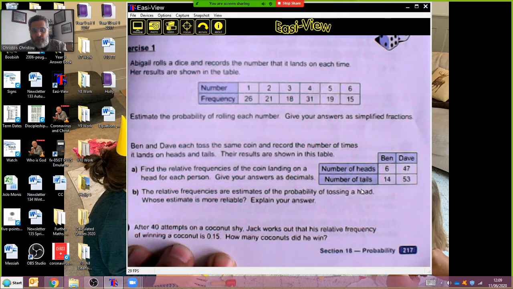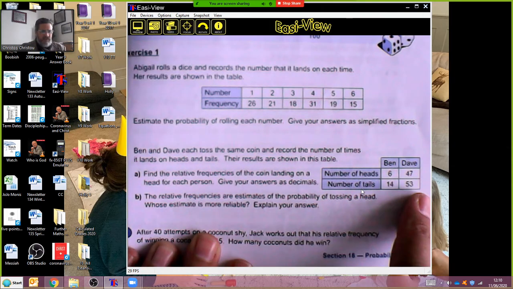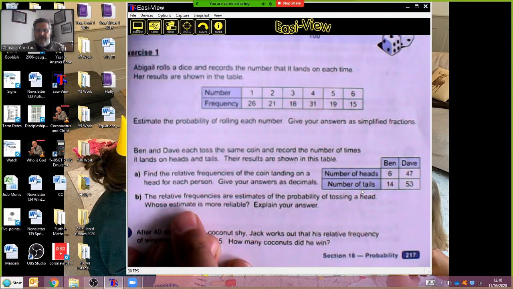Oh, Dave for heads, did you say? Yeah, always. There's questions about heads. 47 over 100. Yeah, I agree. And the whole point is not just doing that bit. The whole point is part B. The relative frequencies are estimates of the probability of tossing a head. Whose estimate is more reliable and why?